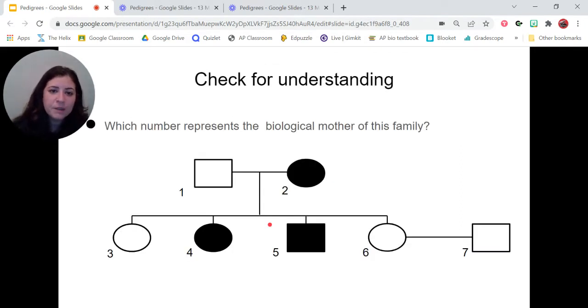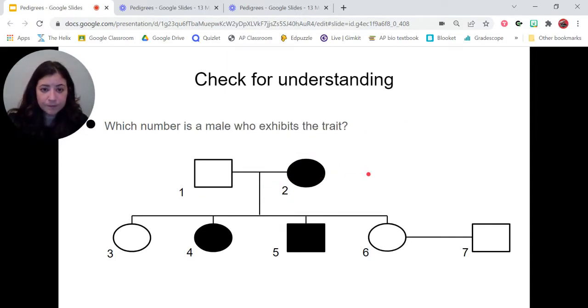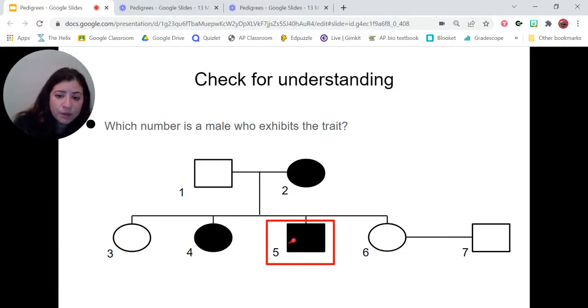Okay, so a quick check for understanding. Here is a pedigree showing a family. What number in this pedigree would represent the biological mother of this family? It's going to be number 2 because the mother is the circle and they are in the first generation. What is the number of a male who exhibits the trait? This is going to be number 5. Males are squares, right? And exhibits the trait means they're going to be a black symbol. So we need to find a black square, which would be individual number 5.